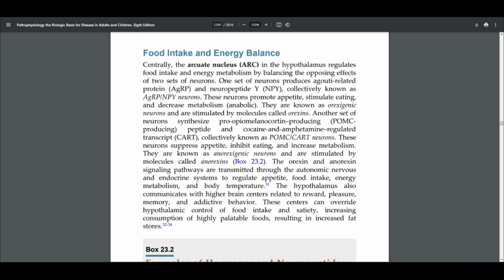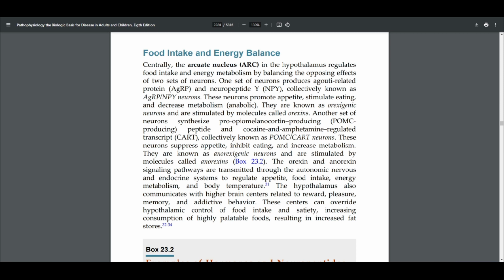Another set of neurons synthesizes pro-opiomelanocortin and cocaine- and amphetamine-regulated transcript, or CART, collectively known as the POMC-CART neurons. These neurons suppress appetite, inhibit eating, and increase metabolism. They are known as anorexigenic neurons and are stimulated by molecules called anorexins. The orexin and anorexin signaling pathways are transmitted through the autonomic nervous system and endocrine system to regulate appetite, food intake, energy metabolism, and body temperature.